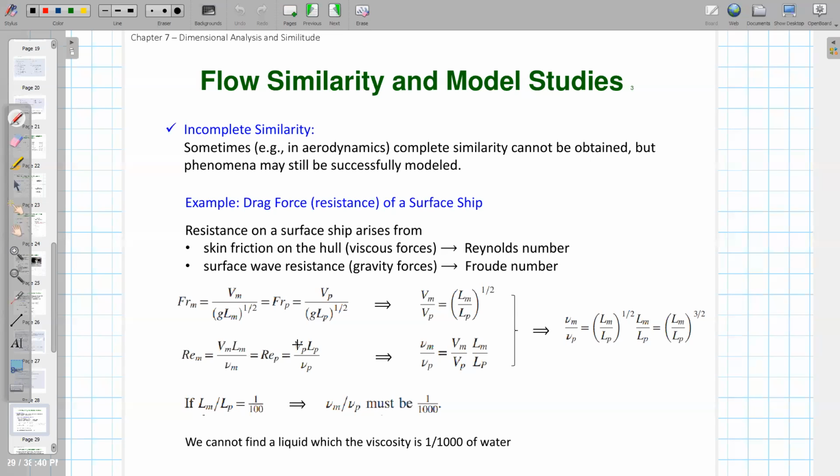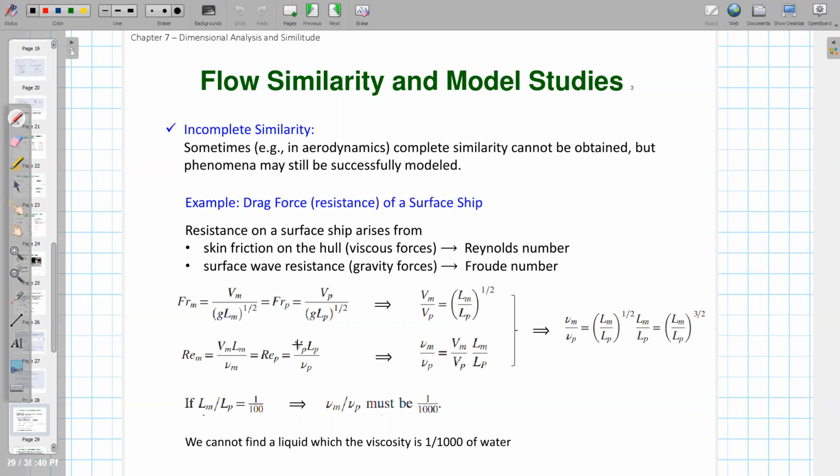So if you want to study the drag force for a ship, usually it will contain two kinds of drag force. One kind of force is the same thing as before. It's a viscous force between the fluid and the ship. So we call it viscous force, and we know that this kind of thing is determined by the Reynolds number.